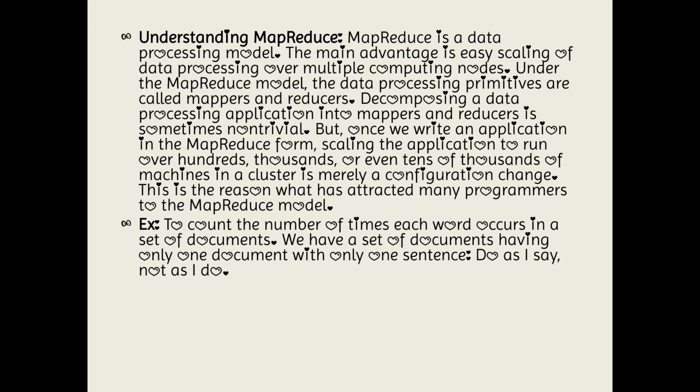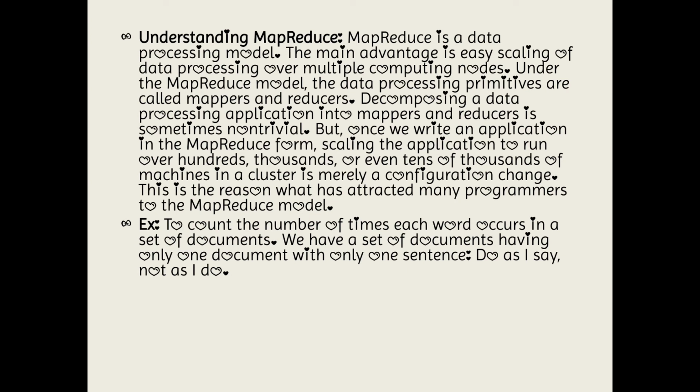So next concept here is understanding map reduce. Map reduce, what do you mean by map reduce? Here two names are there, mappers and reducers. So first see the definition. Map reduce is a data processing model. The main advantage is easy scaling of data processing over multiple computing nodes. Under the map reduce model, the data processing primitives are called mappers and reducers. Decomposing a data processing application into mappers and reducers is sometimes non-trivial.